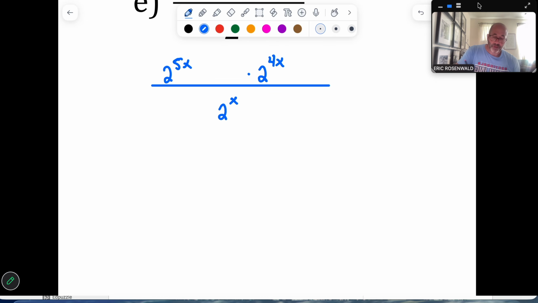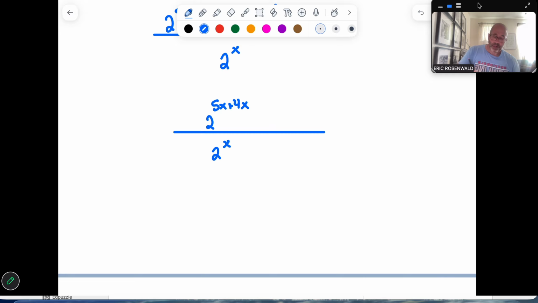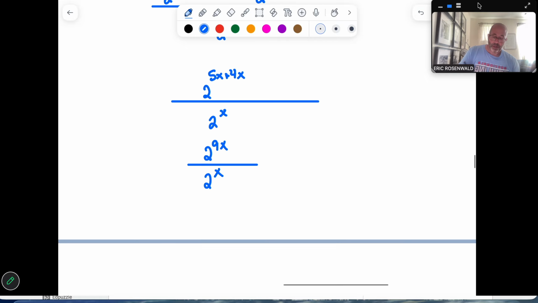Okay. All of my bases are exactly the same. Because there are 2's involved everywhere, we can work with all of these at the same time. So if we look at the top here, these are going to combine and become 2 to the 5x plus 4x. And we still have 2 to the x on the bottom. So simplify this, we have 2 to the 9x on the top over 2 to the x on the bottom. Simplify this. We have 2 to the 9x minus that x, right? We're going to be subtracting. Like the top has more, so it's going to win the battle. And we end up with 2 to the 8x.